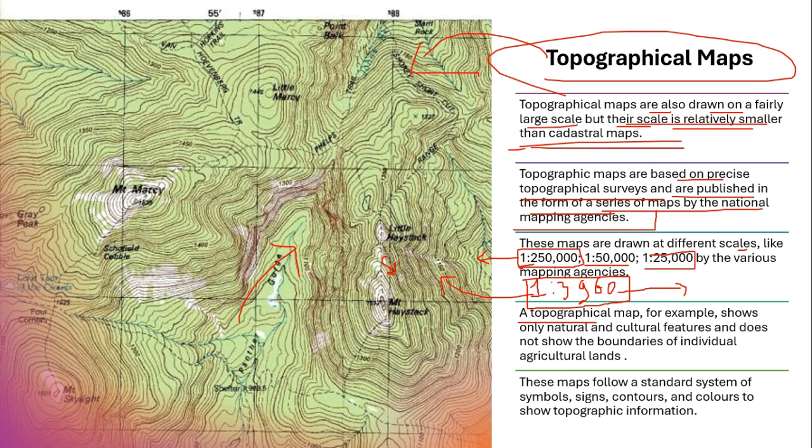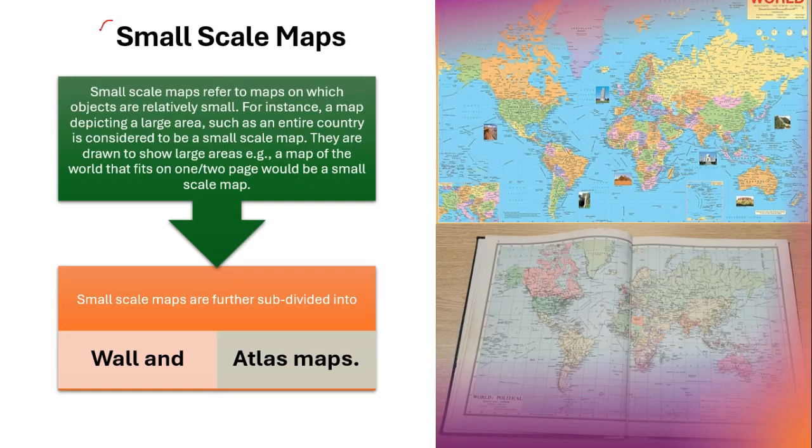A topographic map shows only natural and cultural features, and it does not show the boundary of individual agricultural land. These maps follow a standard system where symbols, signs, contours and colors are mentioned in the map, and it shows the topographic information of the area. Next, we will learn about small scale maps.